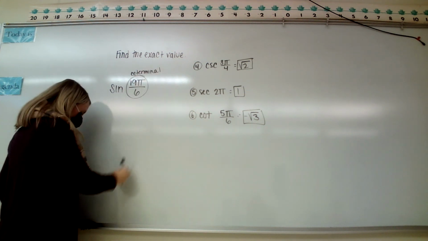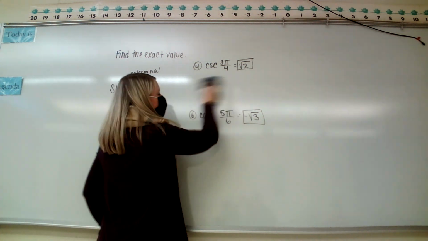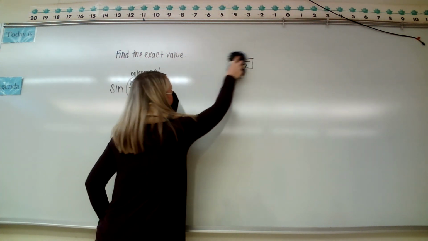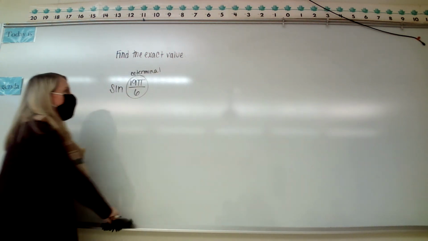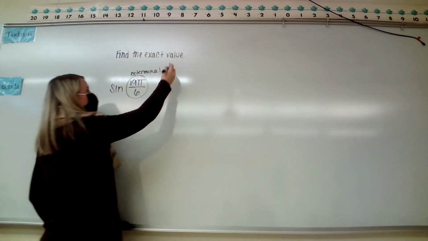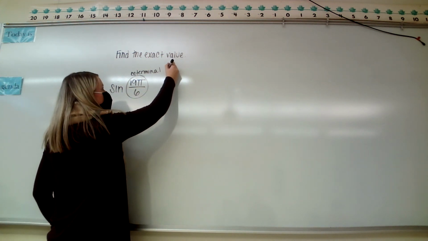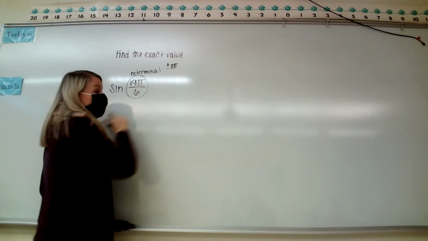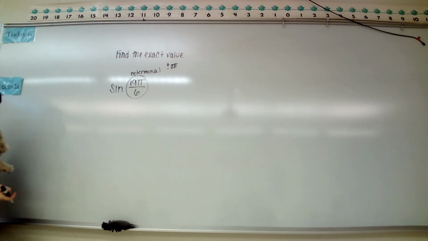Hey, does anyone remember from last week? When it was degrees, we added or subtracted 360. When it was radians, does anyone remember what we add or subtract? 2 pi. It's 2 pi. So for a coterminal, you add or subtract 2 pi. If you look next to 360, it's 2 pi. That kind of makes sense.